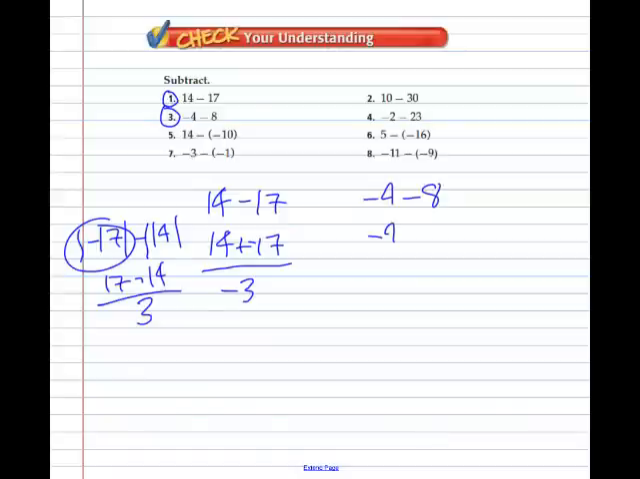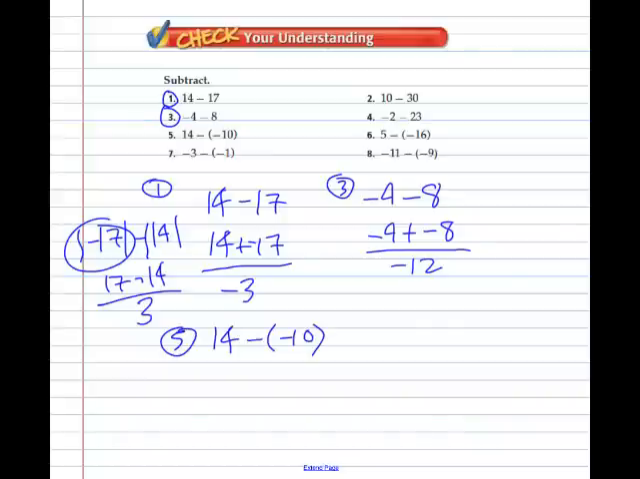Negative 4 minus 8 becomes negative 4 plus negative 8, which is negative 12. This is example 3. This was example 1. Example 5, 14 minus a negative 10. Addition of the opposite becomes 14 plus 10, which is 24.